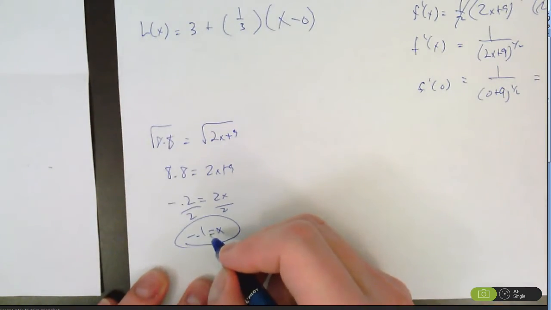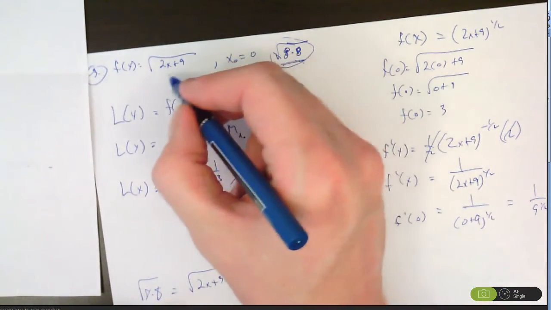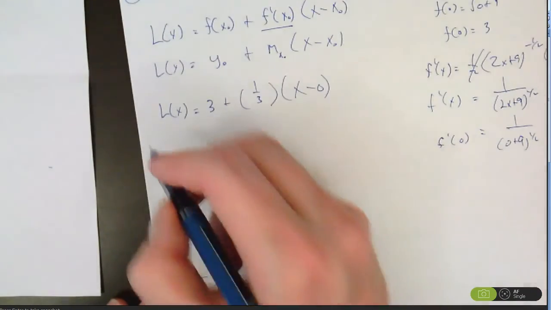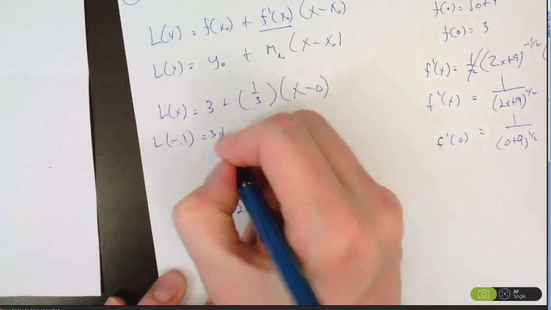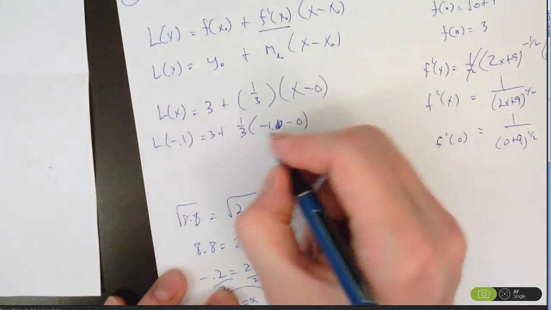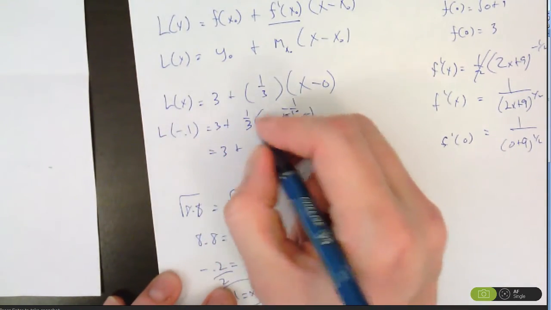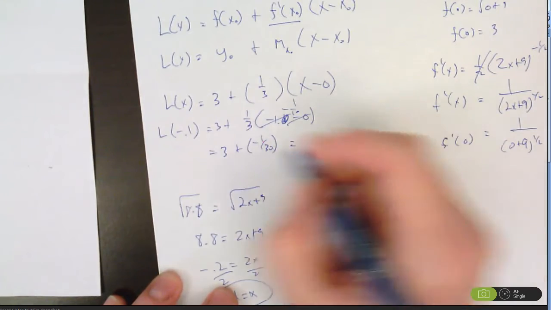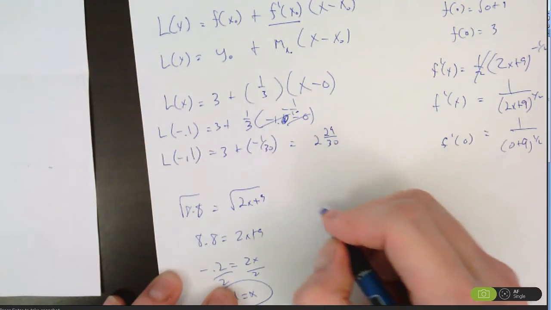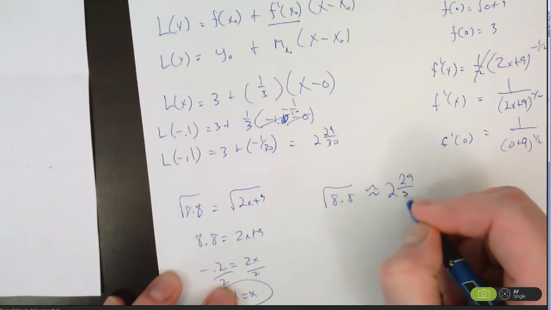That's what I'm going to plug in to this line here to approximate the square root of 8.8, because based off of this equation, negative 0.1 would get us 8.8 on the inside. So L of negative 0.1 is 3 plus 1/3 times negative 0.1 minus 0. Well, that's really just negative 1/10 on the inside. So I get then 3 plus negative 1/30, which is 2 and 29/30. So the square root of 8.8 is approximately 2 and 29/30.